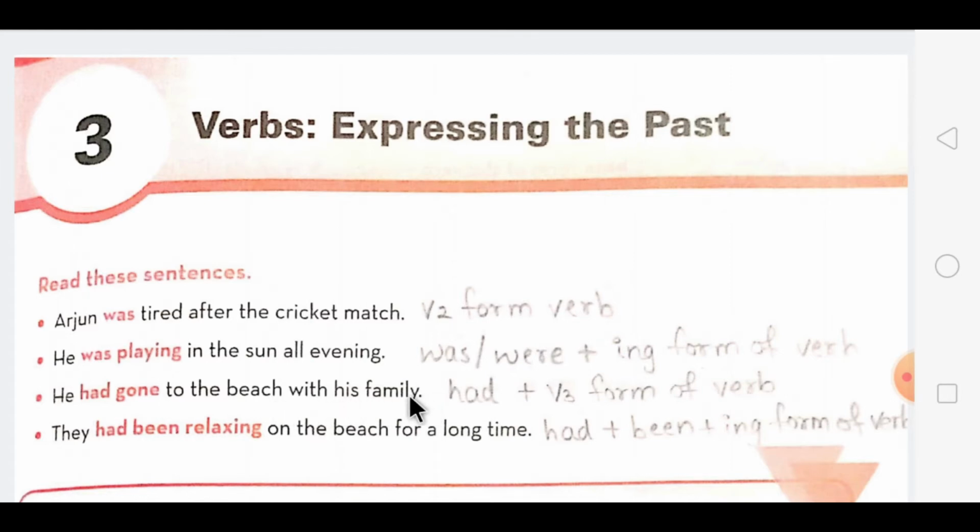Then the third one is he had gone to the beach with his family. In this, dear students, this is the example of past perfect tense, in that the formation will be had plus V3 form of the verb. So as it is used over here, had plus the V3 form of go will be gone. Then the last one, they had been relaxing on the beach for a long time. In this, the rule which will be applied will be had plus been plus ing form of the verb. As it is used over here, had plus been plus ing form of relax will be relaxing.